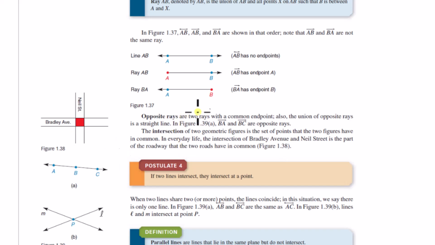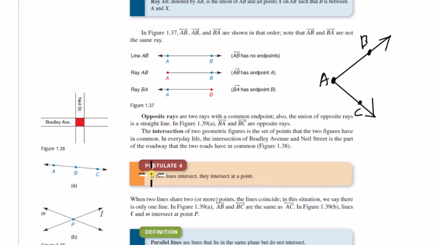Okay, and so if I come back here, what would the intersection of ray AB and ray AC be? Ray AC and ray AB, what would that be? Point A. That's it. One point. That's the only place where you're on this ray and this ray at the same time.